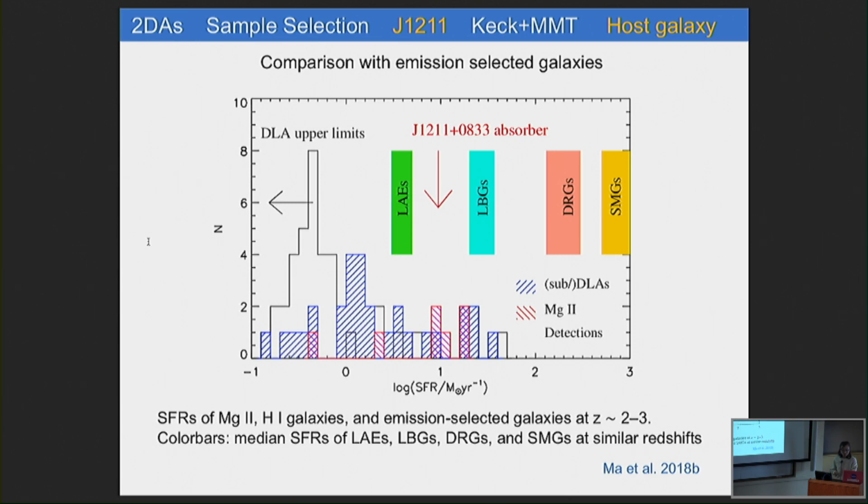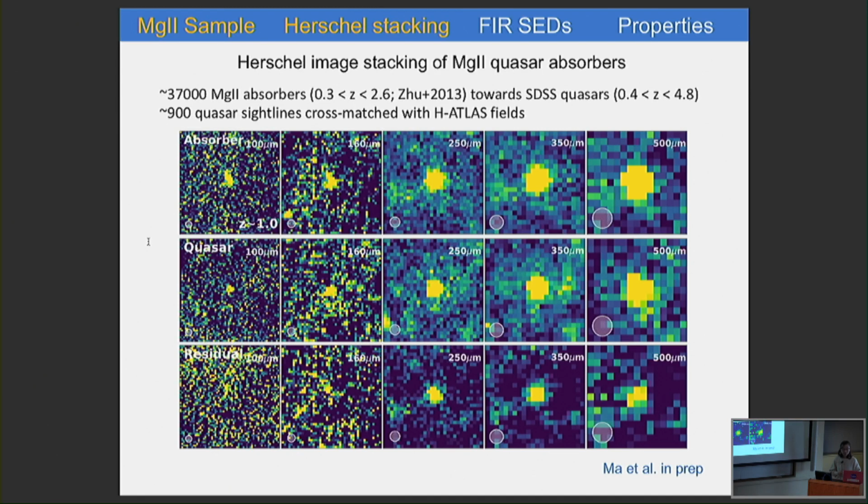So to probe the far-infrared dust emission and constrain the obscured star formation of absorption-selected galaxies, I performed Herschel image stacking of magnesium-2 quasar absorbers. Dust has long been known to exist in magnesium-2 absorbers, and they are a much more abundant population than DLAs. So here I did the stacking at the 5 Herschel bands.